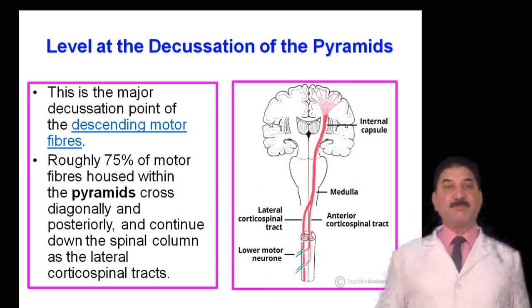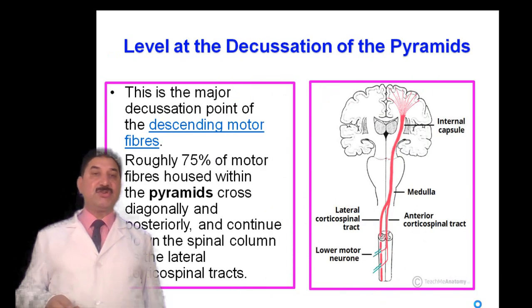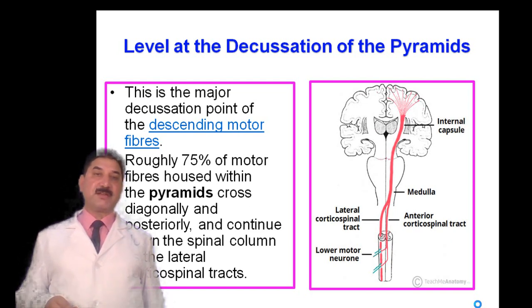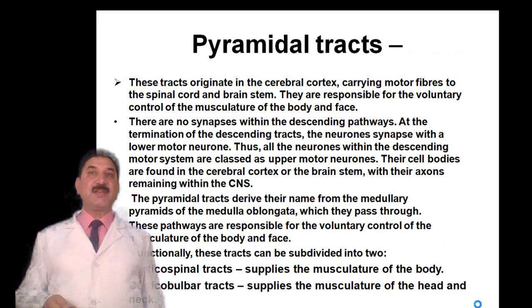Roughly 75% of the motor fibers present within the pyramids cross diagonally and posteriorly and continue down the spinal column as the lateral corticospinal tract. About 15% of fibers don't cross; they continue as the anterior corticospinal tract. These tracts originate in the cerebral cortex, carrying motor fibers to the spinal cord and brain. They are responsible for voluntary control of musculature of the body and face.